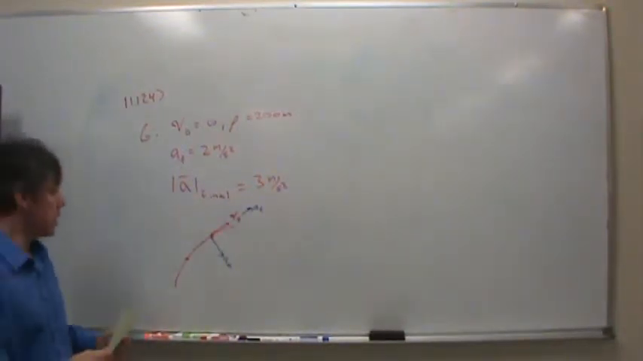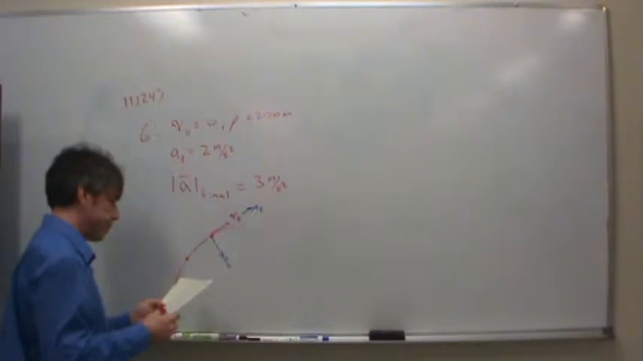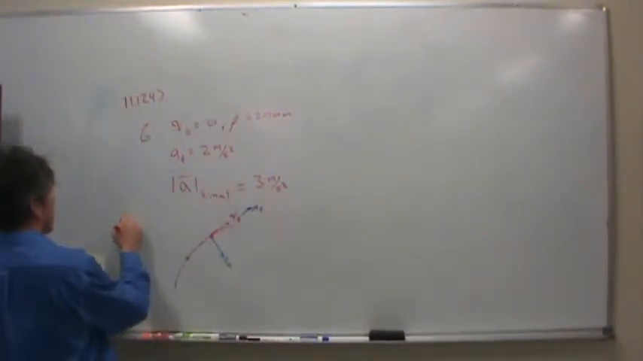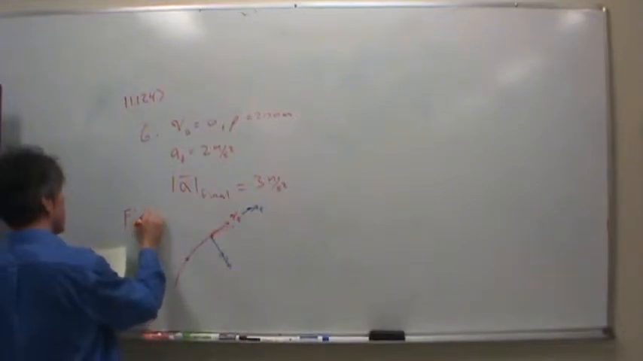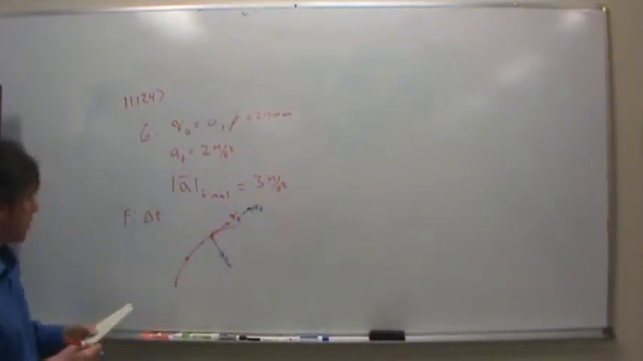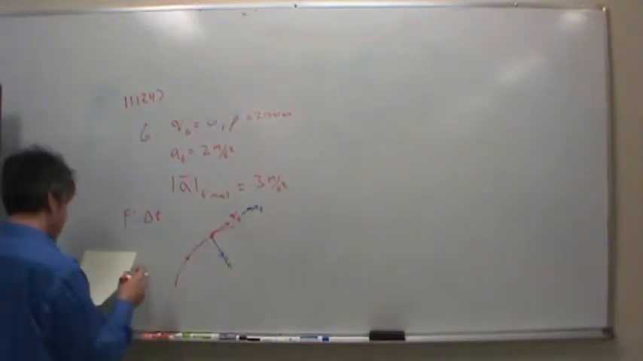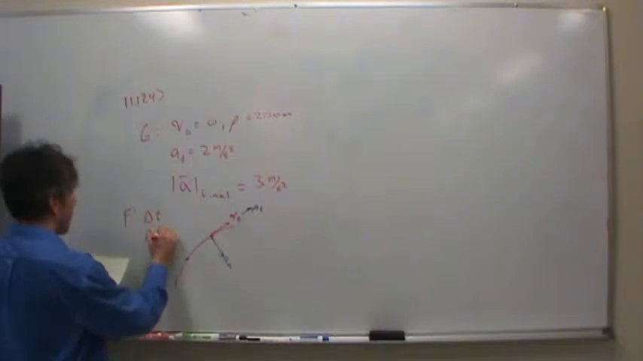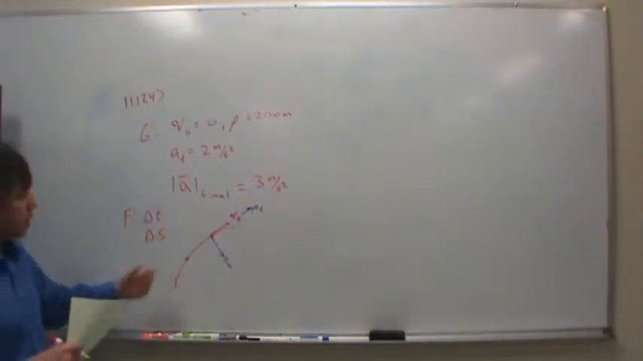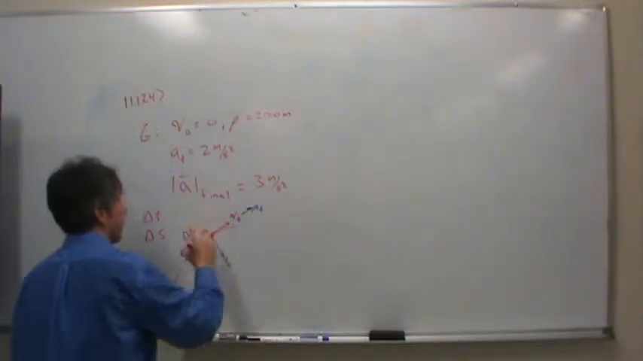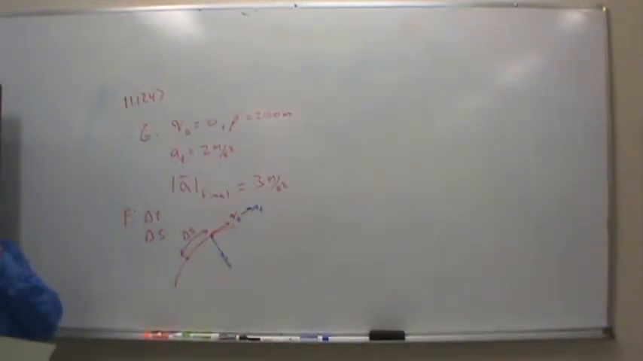The question is, how long does it take? Let's put the find over here, I guess. How long does it take for the bus to reach a total acceleration of 3 meters per second squared? And what distance does it accomplish in that time? Now, this distance that it accomplishes will be the distance along the curved path. Okay? So those are the two things that we want to find.